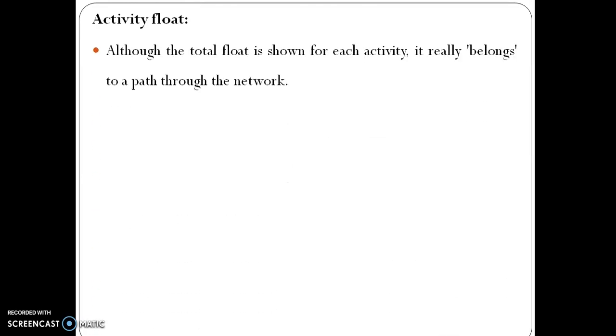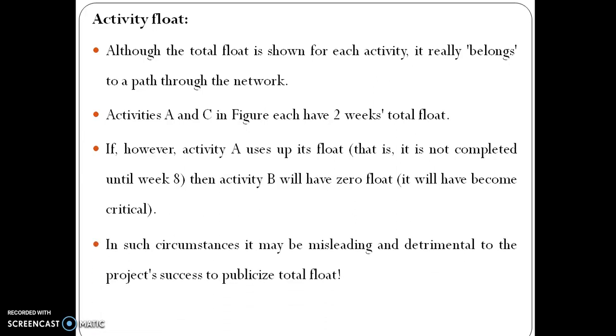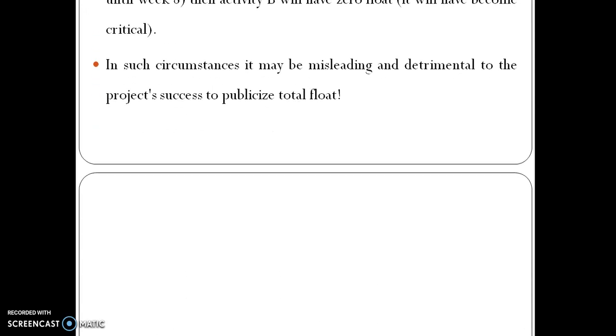Activity float. Although the total float is shown for each activity, it really belongs to the path through the network. Activities A and C in the figure each have 2 weeks total float. If, however, activity A uses up its float, then activity B will have 0 float. In such circumstances, it may be misleading and detrimental to the project success to publicize total float.